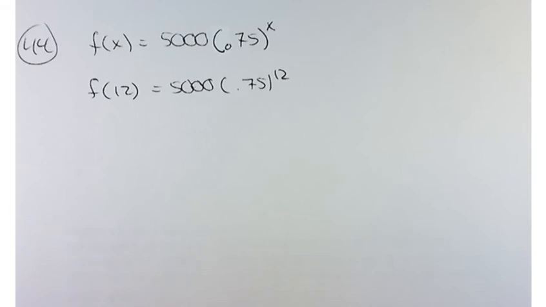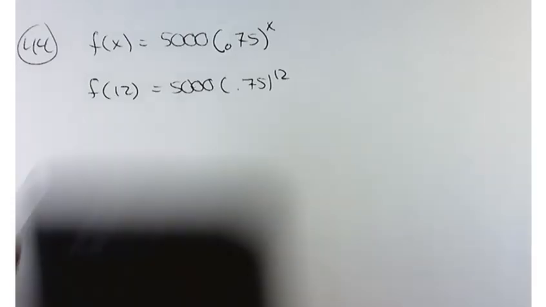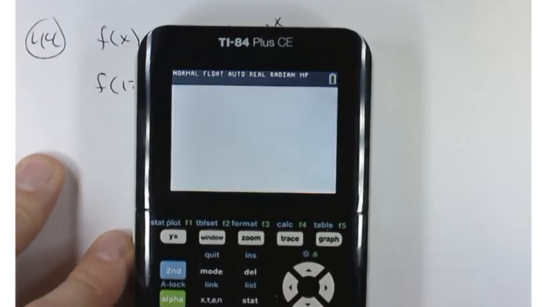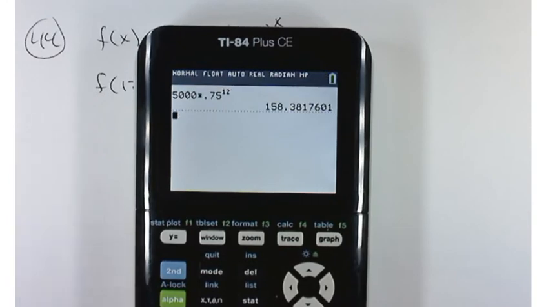Man, all the batteries on my calculator are really low. All right, there we go. Finally, third time's a charm. So 5,000 times 0.75 raised to the 12th power should be about $158. Yeah, $158. Are you able to get that number off your calculator?